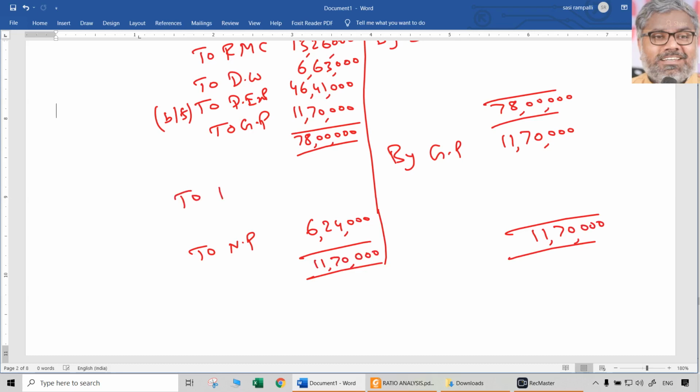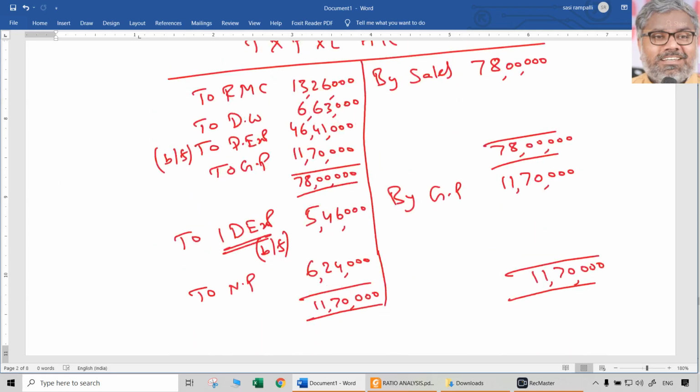What will be the balancing figure normally? That is indirect expenses. All the other expenses like administration, selling and distribution expenses, we don't know any of them. So that is the balancing figure, all put together. How much could that be? 5 lakhs 46,000. This is also a balancing figure. You should clearly write it. Balancing figure 546,000. That is the summarized P&L account.